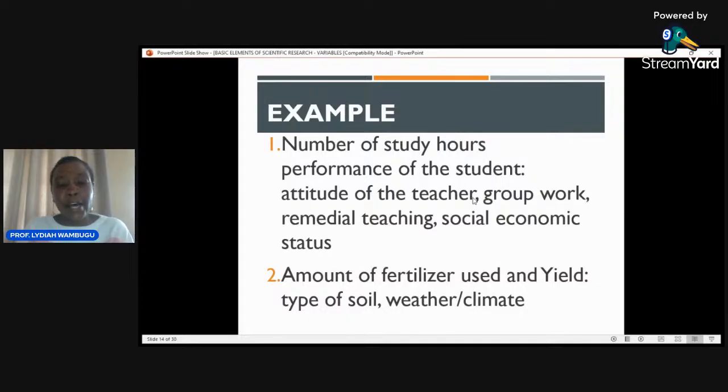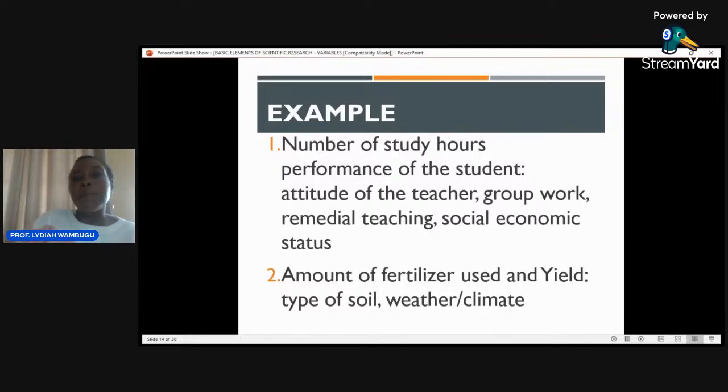So I've given another example. If I want to study number of study hours on performance, the attitude of the teacher, group work, remedial, those are extraneous variables that need to be removed. When you're talking about amount of fertilizer used and the yield, type of soil is an extraneous variable. Weather and climate is an intervening variable, because what do you do with the weather and climate?